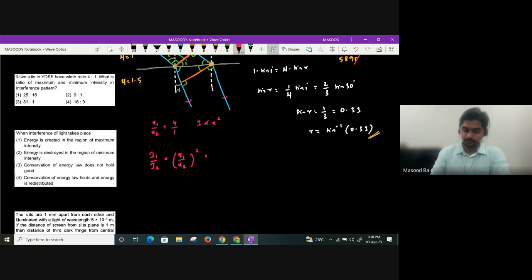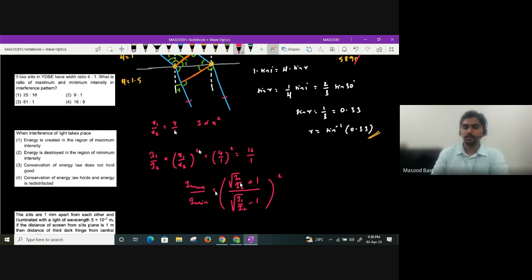So what will I get here? I'll get 4:1 whole square. So will this be 16:1 or not? Now they are asking what is the ratio of maximum to minimum intensity, guys. It will be root over I1 by I2 plus 1, whole divided by root over I1 by I2 minus 1, whole square. So root 16, you know, is 4. 4 plus 1 will be 5. 4 minus 1 will be 3, whole square. What will you get this as? 25:9 we should get, no? There is no option available there.